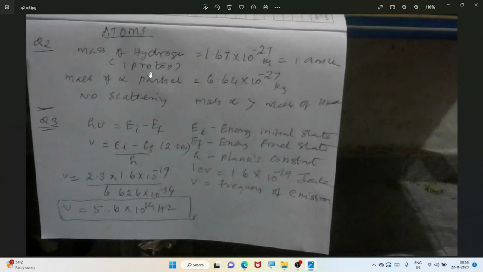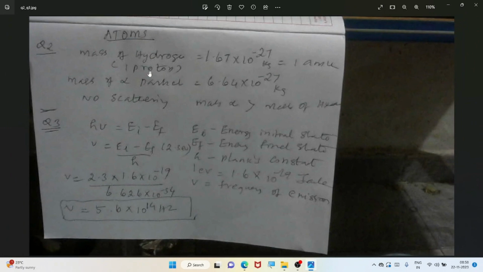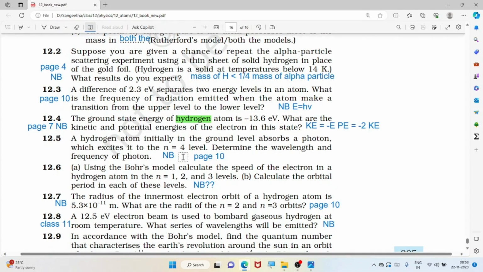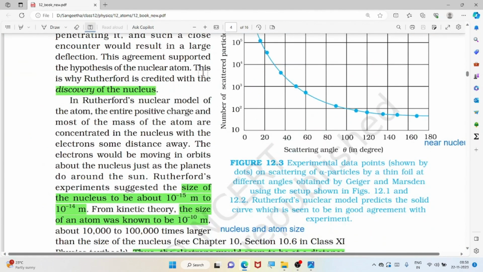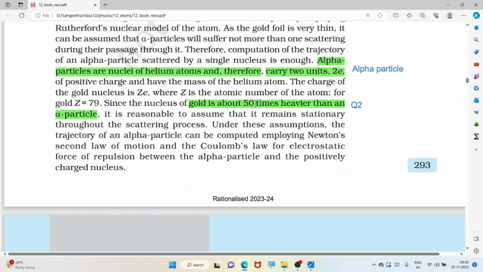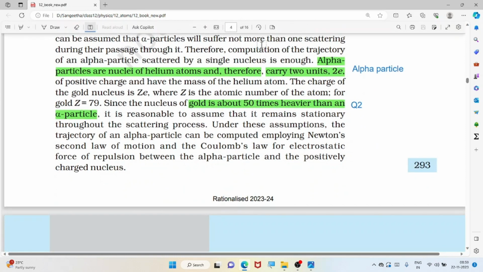In the original alpha particle scattering experiment we use gold foil, and the alpha particle is made to collide with it. The alpha particle is lighter than the gold. The gold is 50 times heavier than the alpha particle, and that is why scattering takes place.